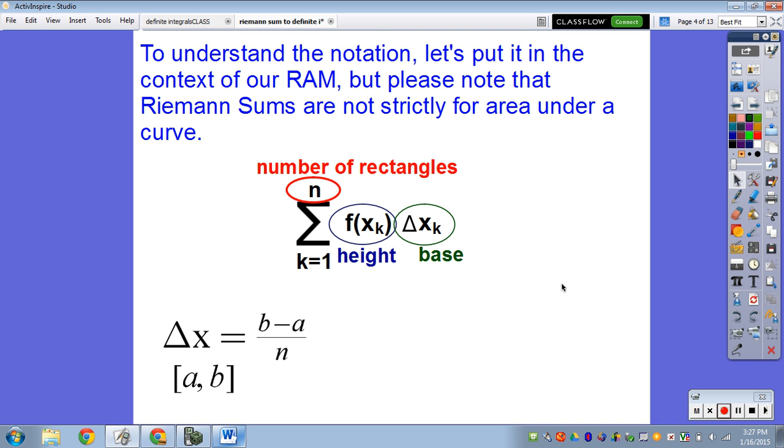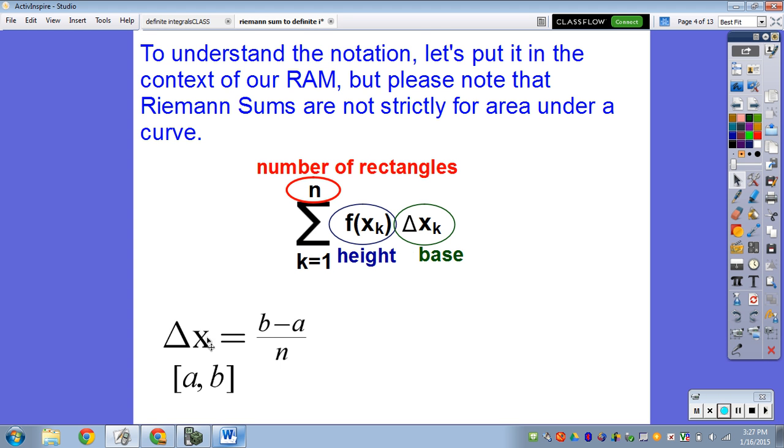So to understand the notation, let's put it in the context of our RAM, our rectangular approximation method. So again, don't forget that Riemann sums are not just strictly for area under a curve. That's just where we use it in calculus. And so in this setup of a Riemann sum, we have sigma notation, and our k value starts at 1 to represent your first rectangle, and n represents the number of rectangles. And then the f of x sub k represents your height, because remember your height of your rectangle is your y value. And then delta x represents the width of your base.